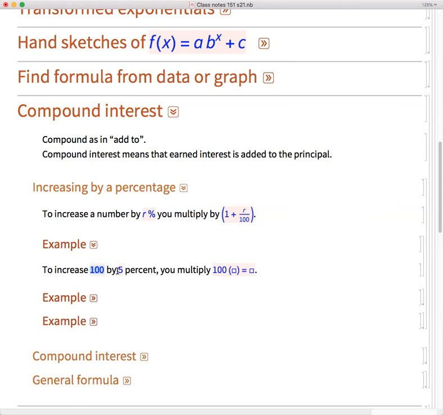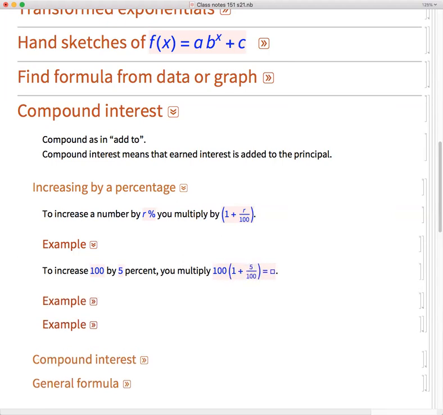So to increase 100 by 5%, you multiply 100 by 1 plus 5 over 100. And you don't need to write it that way. You can also just write it as a decimal. You multiply 100 by 1.05, and then you get 105. Clearly, a 5% increase.